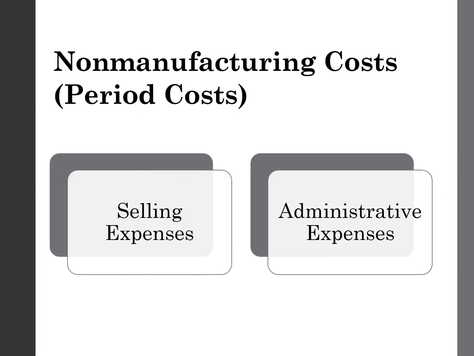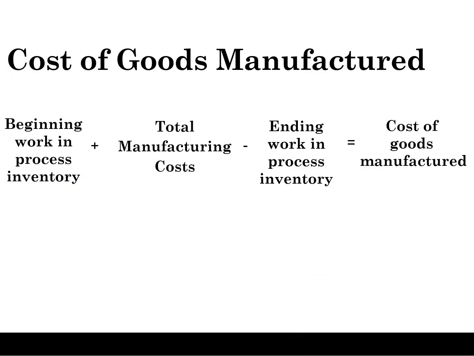Period costs, also referred to as non-manufacturing costs, are expensed in the period or time that they are incurred. Period costs include both selling and administrative expenses. Cost of goods manufactured is the cost of goods that were completed during the period. If we add beginning work in process inventory to the total manufacturing cost incurred during the period, and then subtract ending work in process inventory, we will arrive at the cost of goods manufactured during the period.